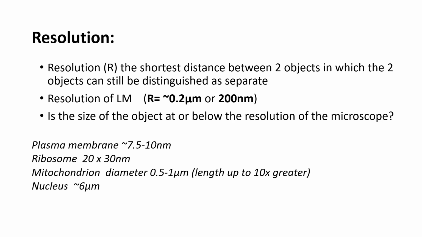So I went ahead and put 4 common structures listed here with their sizes to give us a little bit of a reference. So the plasma membrane, or the plasmalemma, the outer cell membrane, is somewhere between 7.5 and 10 nanometers. The ribosome is much larger, 20 by 30 nanometers, and the mitochondrion is huge, with a diameter of basically 0.5 to 1 micron. But if I look at the length, it can be really quite extensive. And then, of course, the nucleus is the largest of our organelles, and that can be up to or beyond 6 microns. So clearly, of the items in this list, 2 are going to be visible with the light microscope.